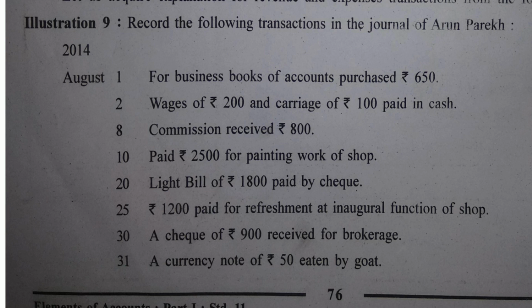Light bill can also be considered as electricity expense account. It is an expense, hence it has been debited and the payment is by check. That means bank is the giver. Money will go from the bank. Whose bank? Our bank account. Who are we? We are Arun Parekh.